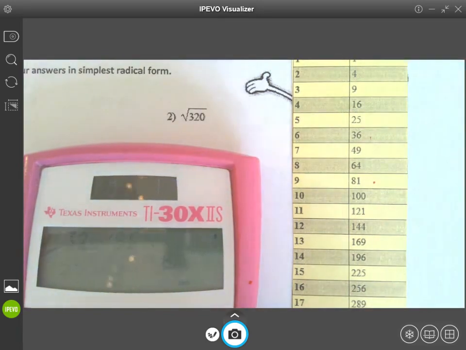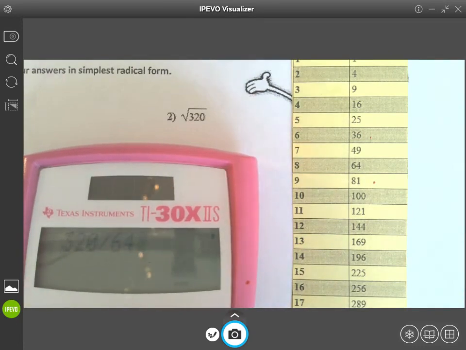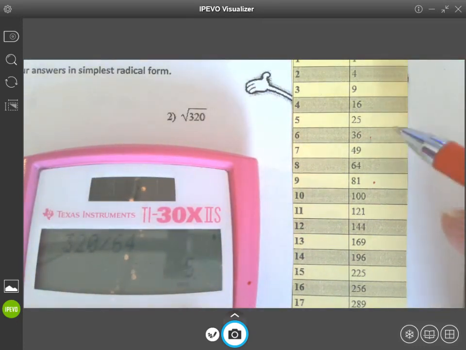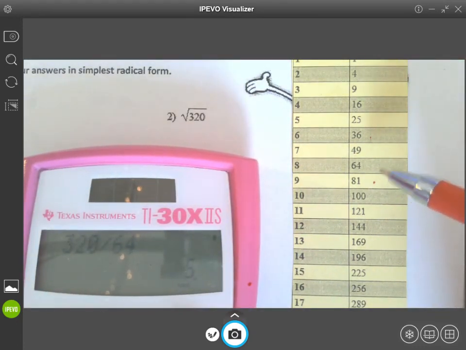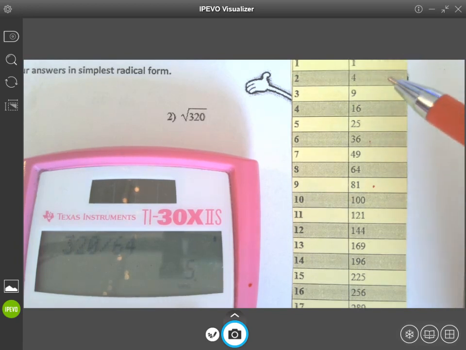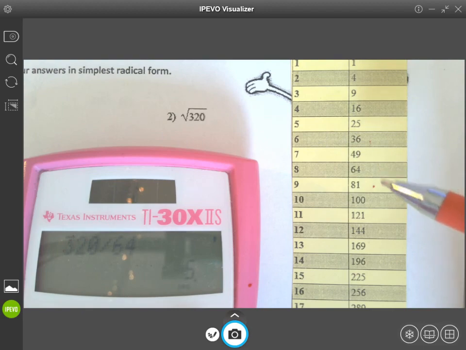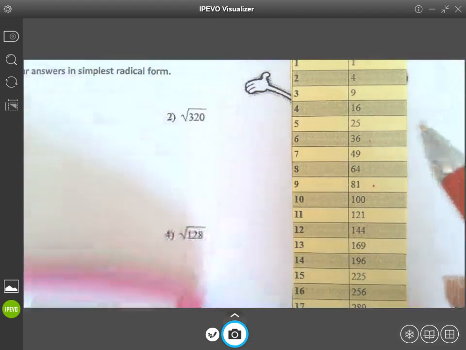Okay, does it divide by 64? Oh, well, there you go. So you want to try everything. Now, here's the thing. 320 also divides by 16, and it also divides by 4. But if I want the biggest perfect square, that's why I started high and I worked my way down. And it does divide by 64.